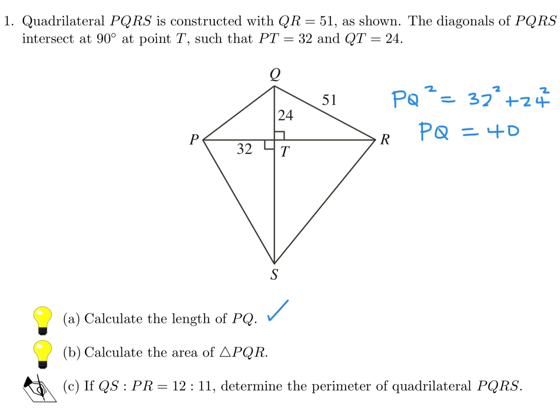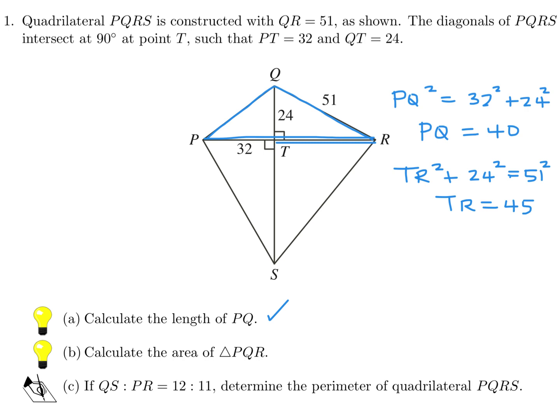Calculate the area of PQR. Okay, so this whole thing, PQR. So I guess we will need to figure out first the length TR. So TR squared plus 24 squared is 51 squared, using Pythagoras once more. And when you calculate TR, it turns out to be 45.